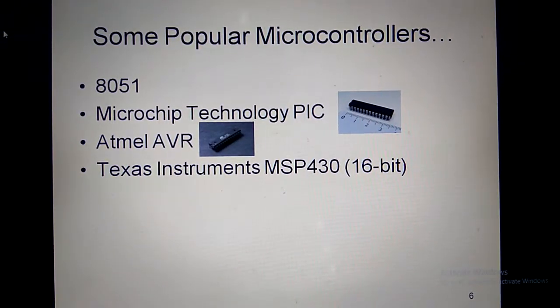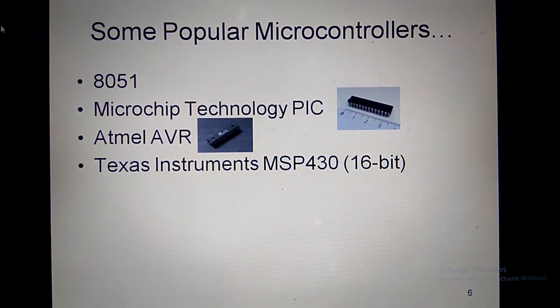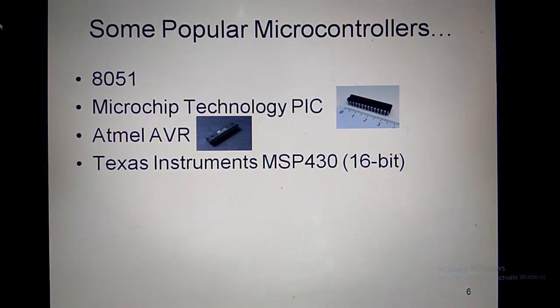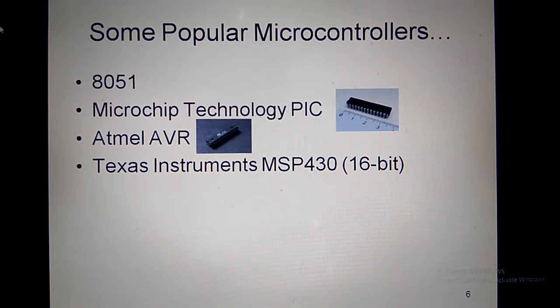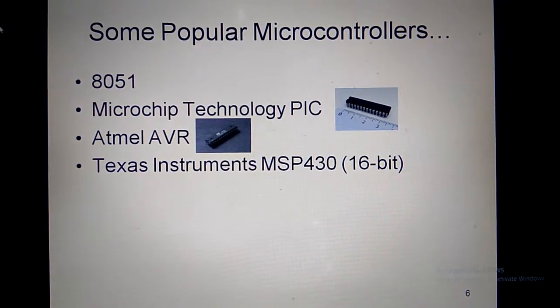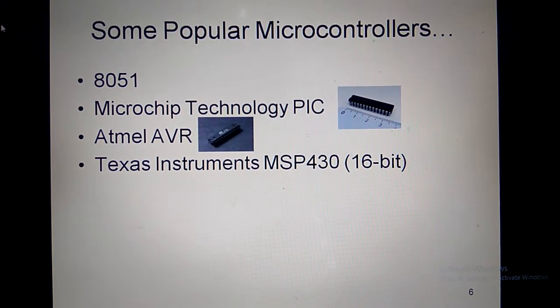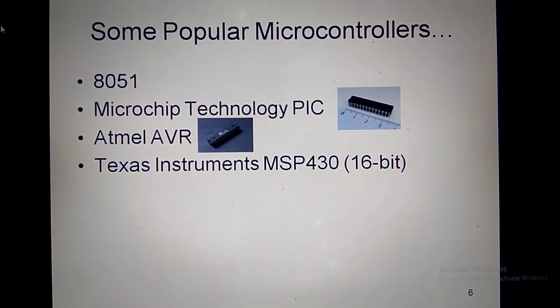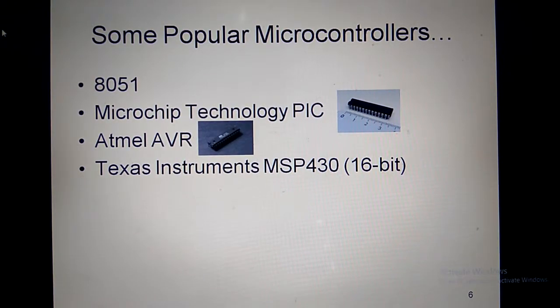Here are a few examples of microcontrollers. The 8051 is a very old microcontroller. Microchip Technologies PIC, Atmel AVR, and Texas Instruments MSP430, which is a 16-bit microcontroller, are a few examples of microcontrollers.